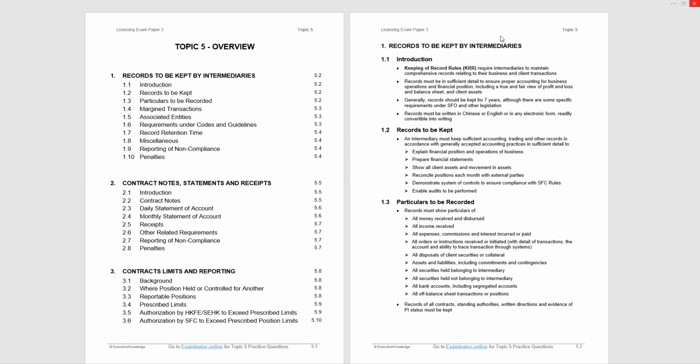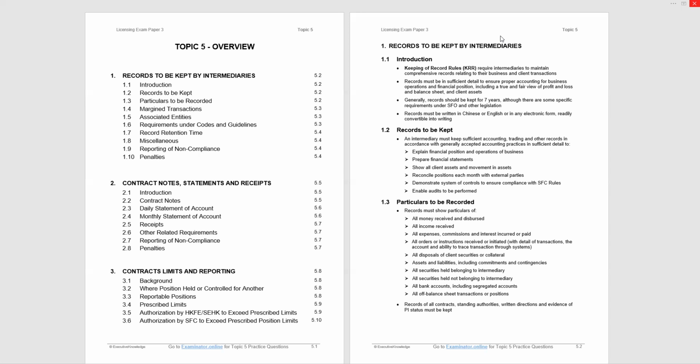So let's start with records to be kept by intermediaries. What we're considering here in the main are the keeping of record rules. Right at the top of page 5.2, we're reminded that these rules require intermediaries to maintain comprehensive records relating to their business and client transactions. The records must be in sufficient detail so that you can see what is going on and that the accounts can be prepared. Generally, and this will repeat itself, records should be kept for 7 years, although there are some relaxations on that, and we will cover them as we go through it.